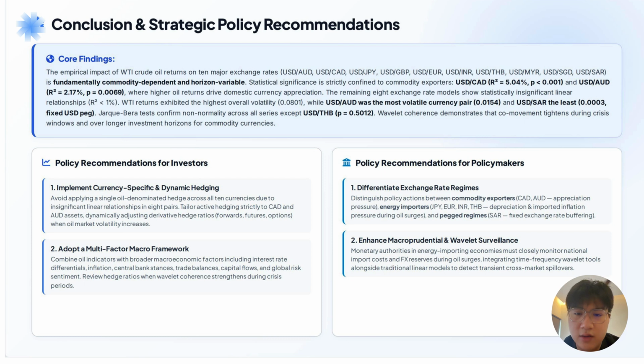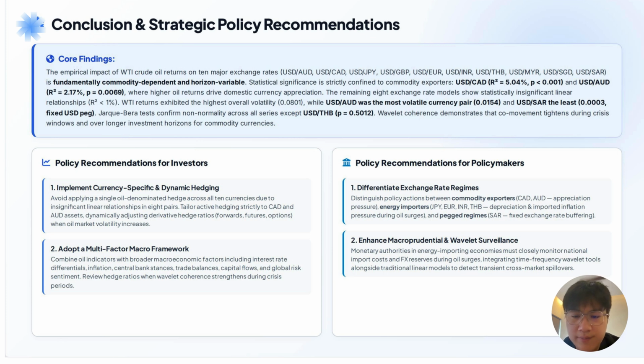Because exchange rates are quoted as domestic currency per US dollar, this negative beta coefficient confirms that higher oil returns drive domestic currency appreciation for CAD and AUD. Finally, the remaining 8 exchange rates show statistically insignificant linear relationships with R square values below 1%. However, wavelet coherence analysis revealed that co-movement tightened significantly during market crisis windows and over longer investment horizons for commodity currencies.